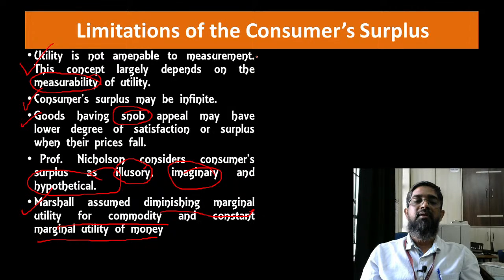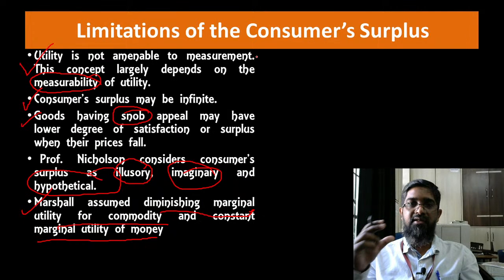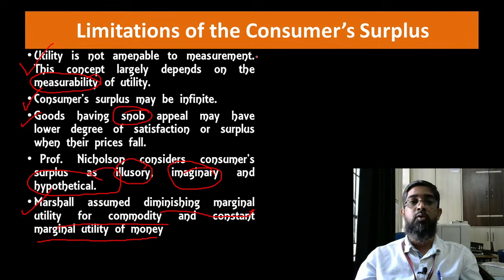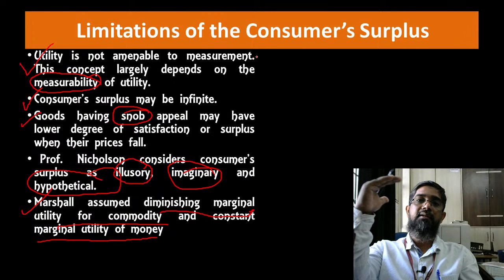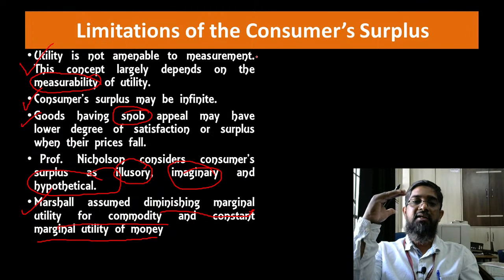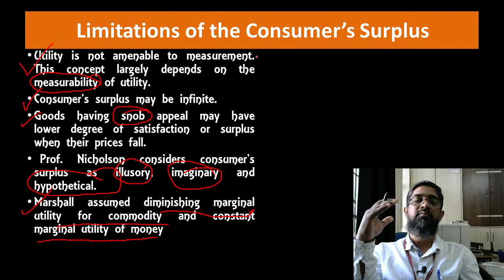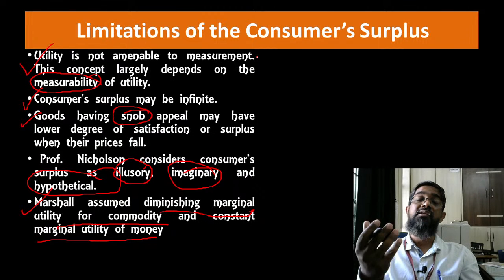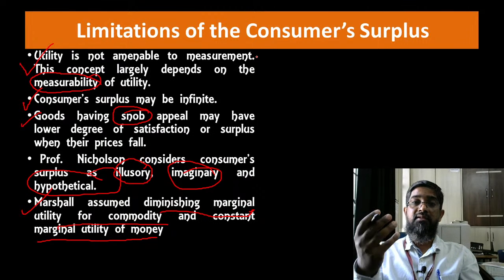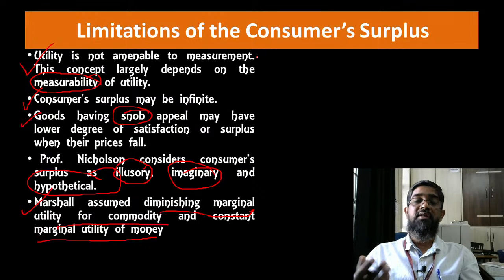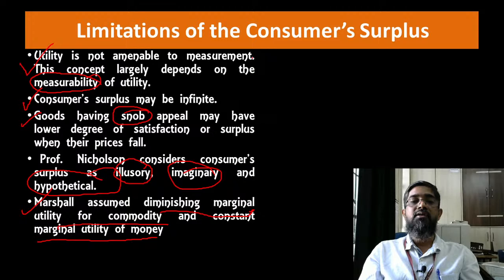That, इसको measure करना difficult है, some cases में infinite consumer surplus रहता है, और निकोलसन कहते हैं कि ये imaginary concept है, एक mind का आपका एक state है that you are getting a value, and Marshall assumed that diminishing marginal utility and constant marginal utility of money, that is also not true. So in that case, these are the limitations of consumer surplus.